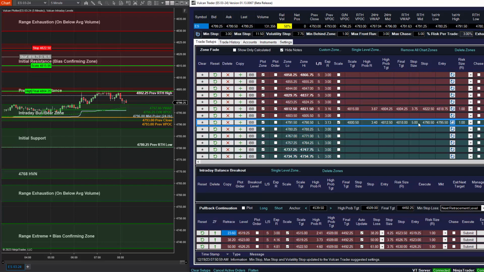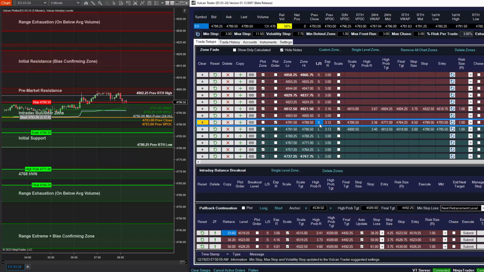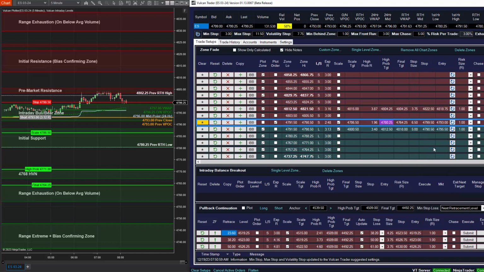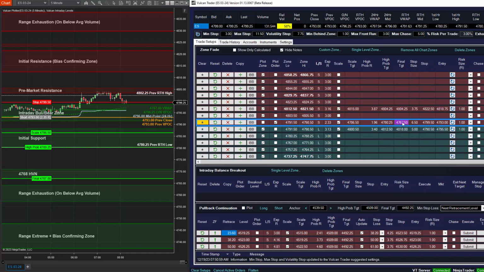Now, if the market fails to hold the intraday bull bear zone, then there would be potential for a trapped buyer situation. So I'm going to make a copy of this zone and set it as a short just in case the market fails to hold that zone. In this situation, our high probability target is going to be the previous RTH low, and our final target is going to be the 68 high volume node. That way we're prepared to take a short at 4794.5.